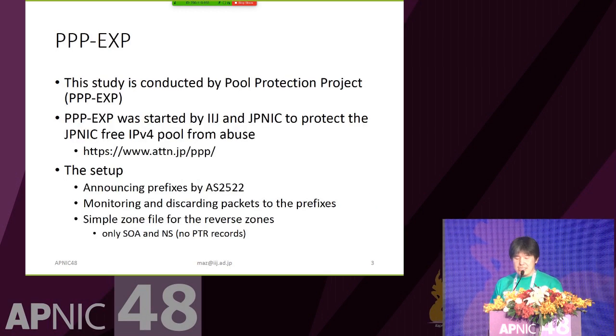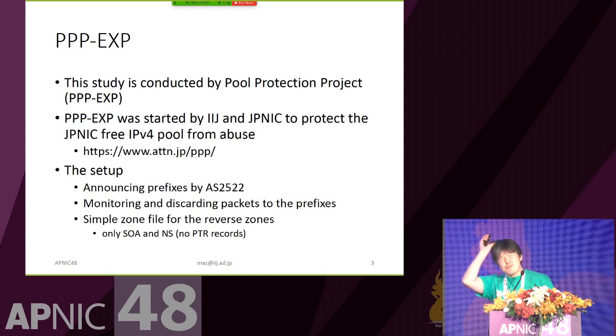This study is conducted by the Pool Protection Project. This was started by IIJ and JPNIC to protect the free pool, the IPv4 pool, from abuse. So we decided to announce the free pool to protect the pool. But by announcing the prefix, we are receiving a lot of packets toward that network, right?